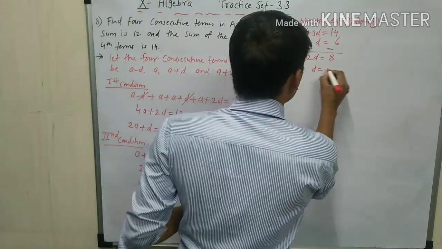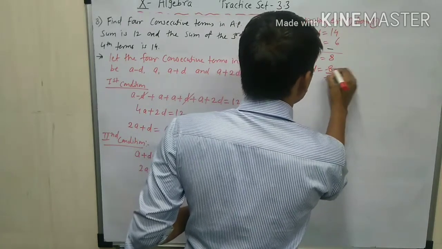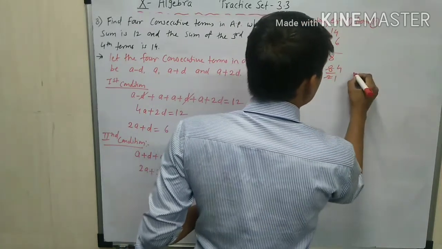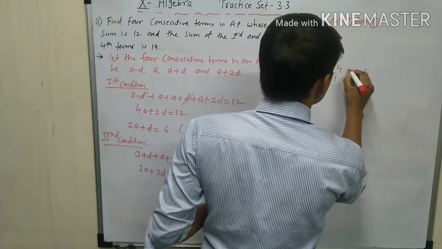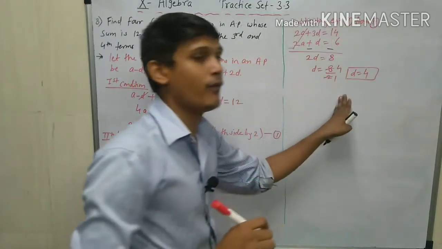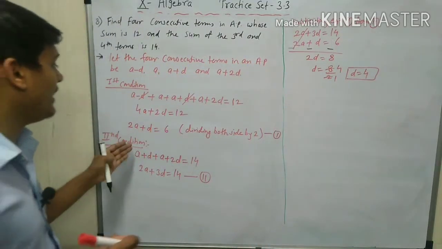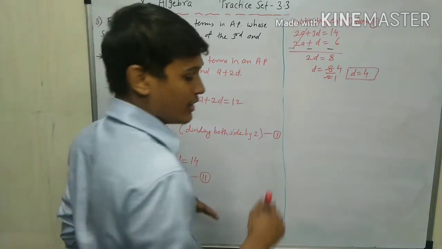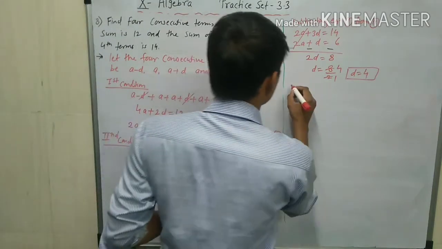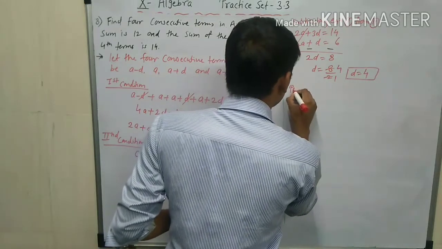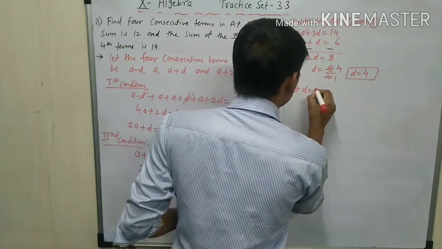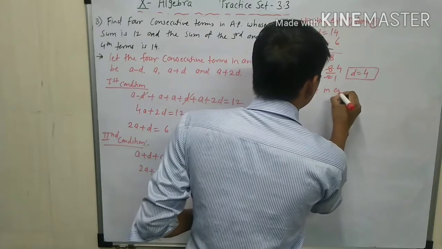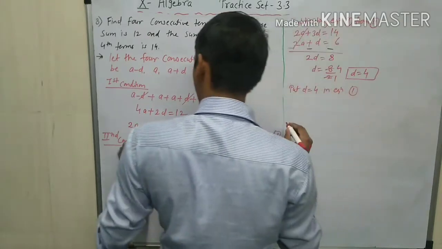Now D is equal to what? 8 upon 2. 2 ones are 2, 2 fours are 8. Now D is what? 4. D value is 4. And find out the value of A. We can put this in equation number 1. Now substitute, put D = 4 in equation 1.